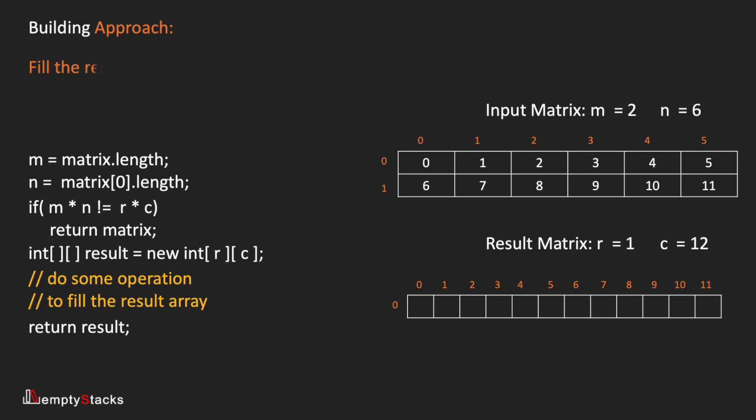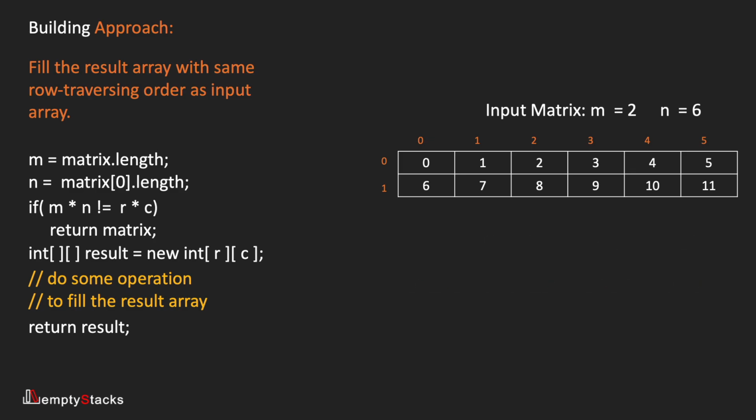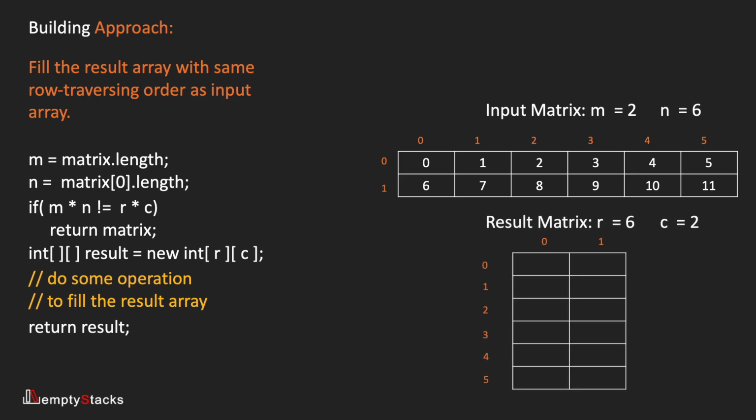We know that we have to keep the same traversal order while filling in this matrix, so values would be filled starting from 0 at the first index to value 11 at the last. Let's take another value of r and c, say 6 and 2. Again, products are equal, so we can fill in the values from the input array. If we keep the order the same, in the first row we will have 0 and 1, the second row will have 2 and 3, and so on.